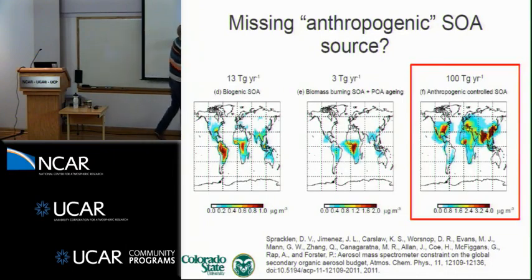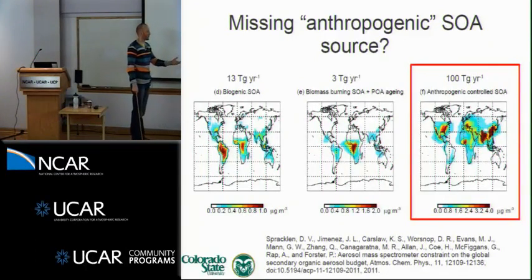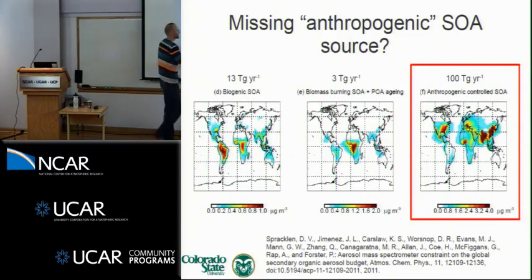They have a small amount of biomass burning SOA that's small enough that I'm not really going to talk about it today. What they really need to get closure is this 100 teragrams per year of anthropogenically controlled or anthropogenically influenced SOA. For the emissions, they just scaled this 100 teragrams per year with the anthropogenic carbon monoxide emissions.